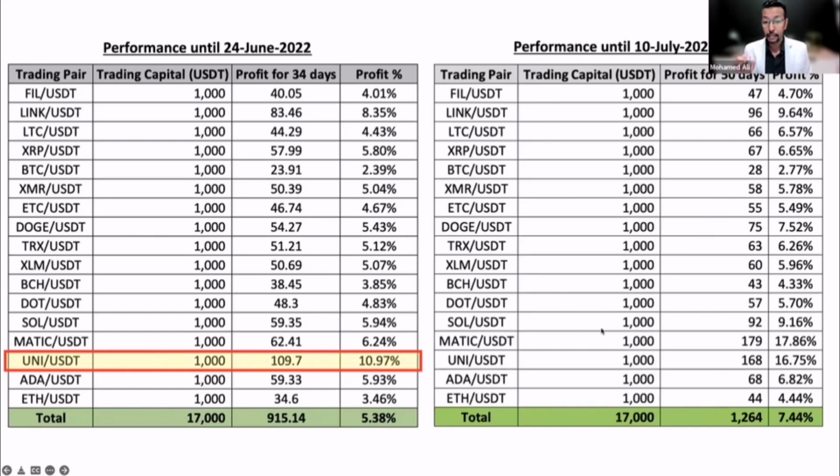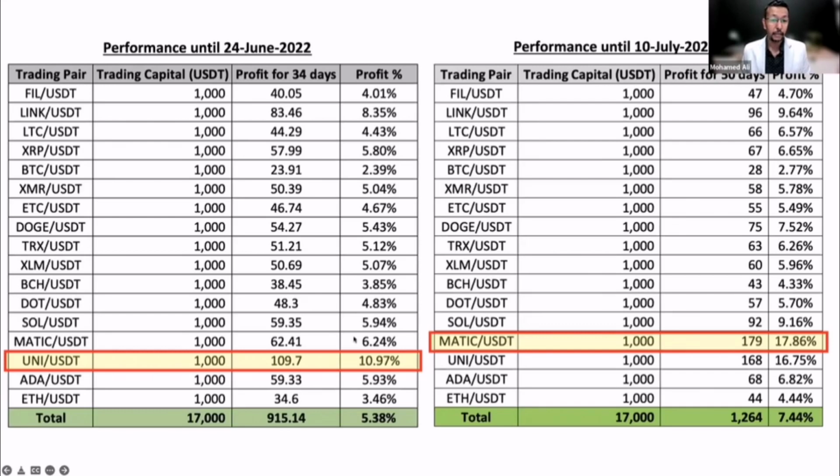There's something here that you really need to look at: our superstar has changed. It's no longer UNI that's giving the maximum profit. Now it's Matic, and it made over 17% in profit. This is very important, guys, because you will never know which coin is going to perform better than the others in the future. So the best way to choose coins is to use as many coins as you can. Looking at the past and choosing coins based on the past might not be a really good idea, because you don't know how the coin is going to perform in the next couple of days.